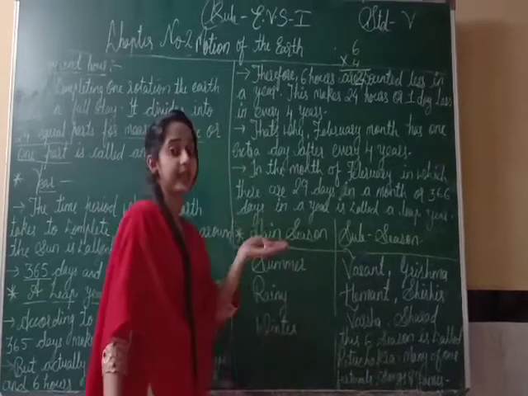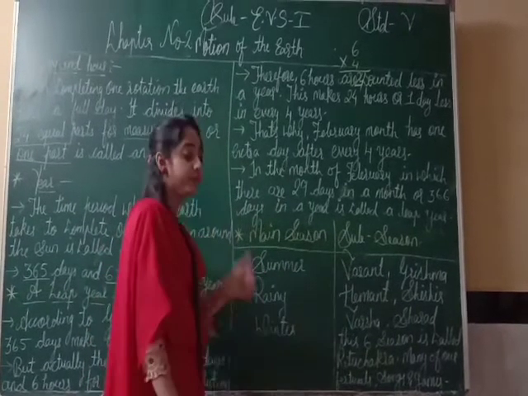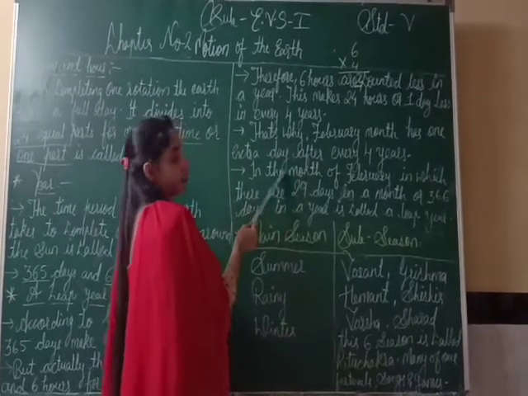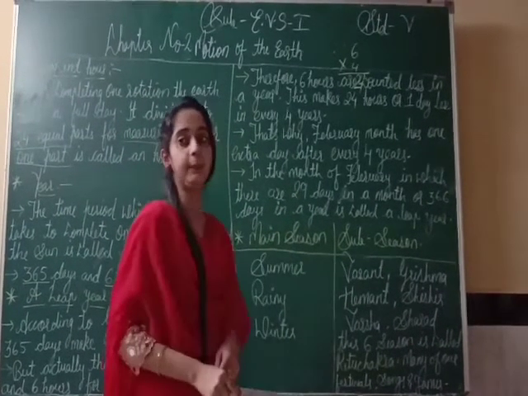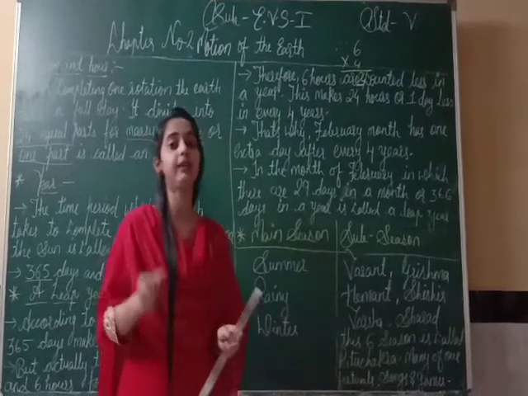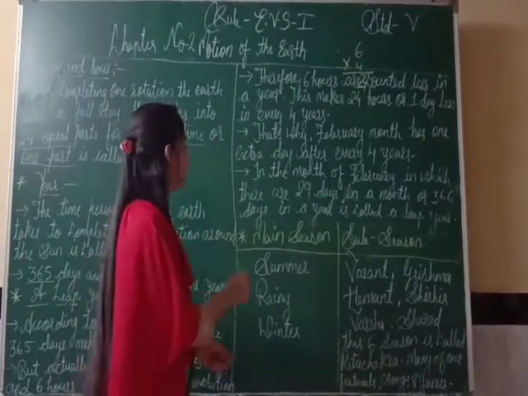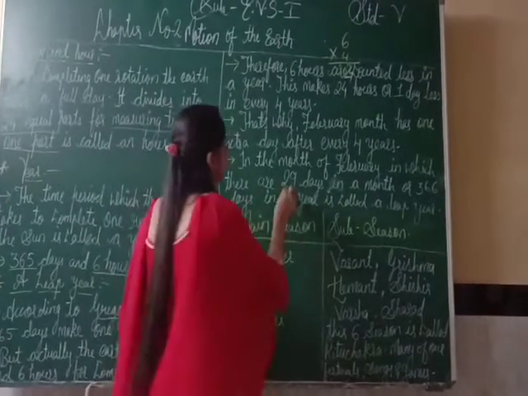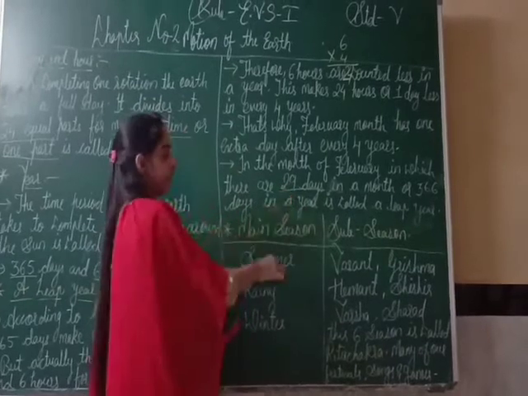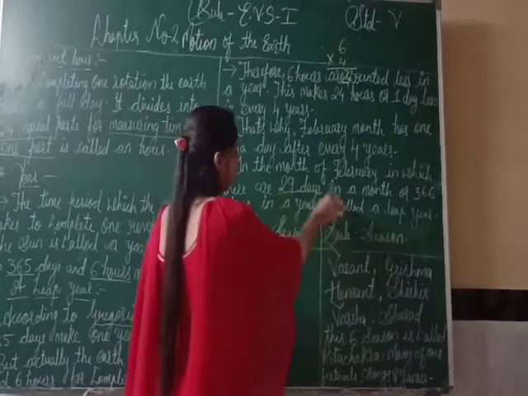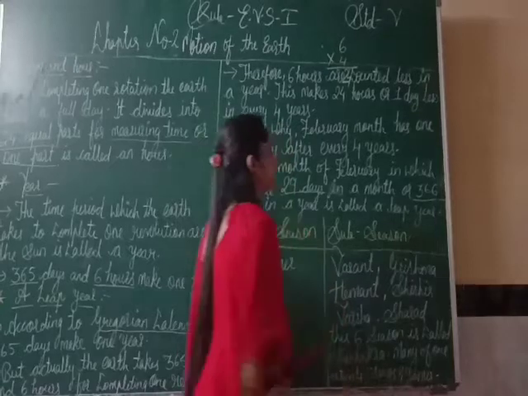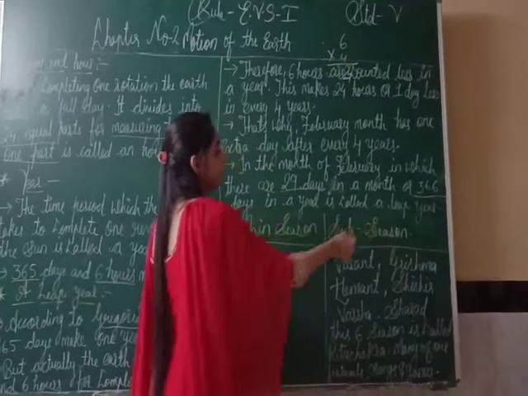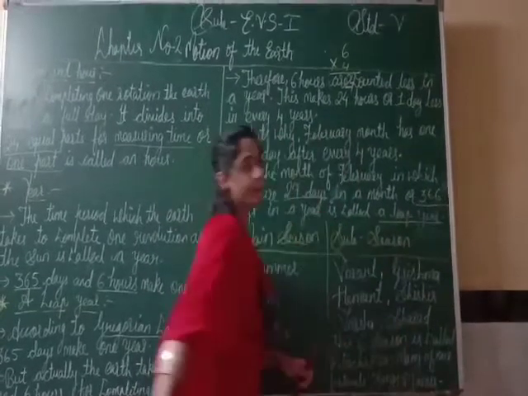After those 4 years are completed, in the 5th year we have 1 day extra, and that extra day is known as a leap year. In February month only we calculate the leap year. In the month of February, in which there are 29 days, see that extra day is here. That's why it becomes 29 days in a month or 366 days in a year. When there are 366 days in a year, that year is known as a leap year.